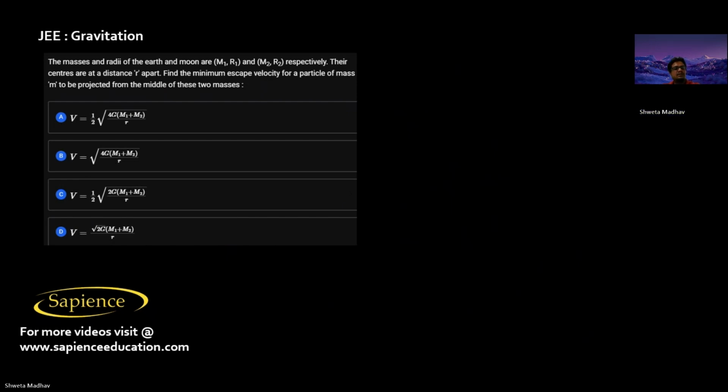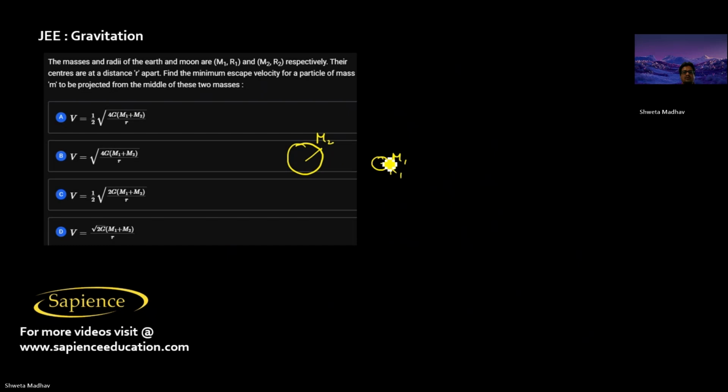Then here it is told that the masses and radii of the Earth and the Moon are M1, R1, and M2, R2 respectively. Their centers are at a distance r apart. Find the minimum escape velocity for a particle of mass m to be projected from the middle of these two masses. So here we have Earth, here we have Moon.